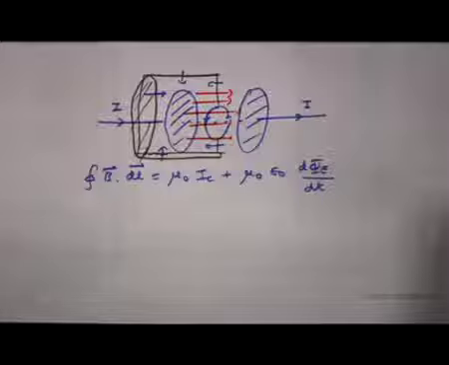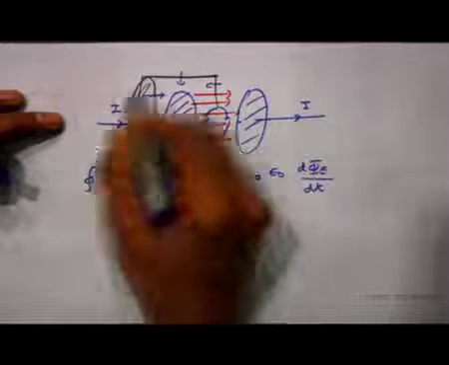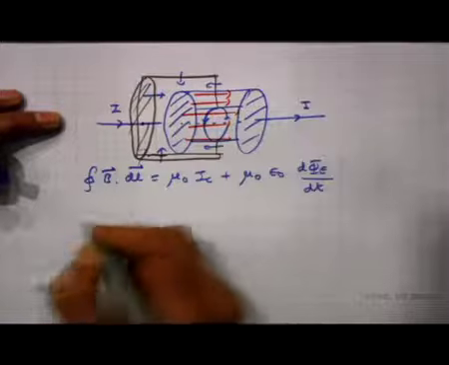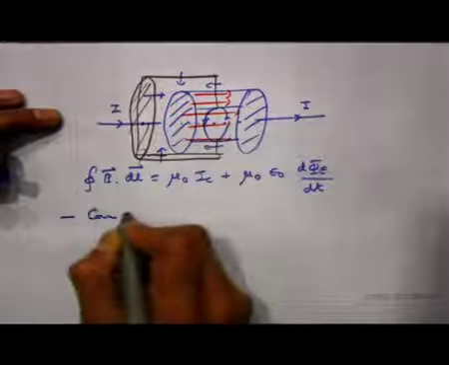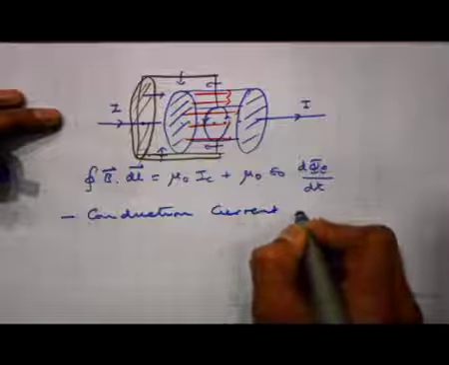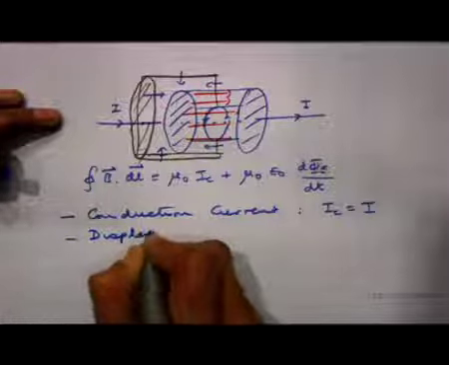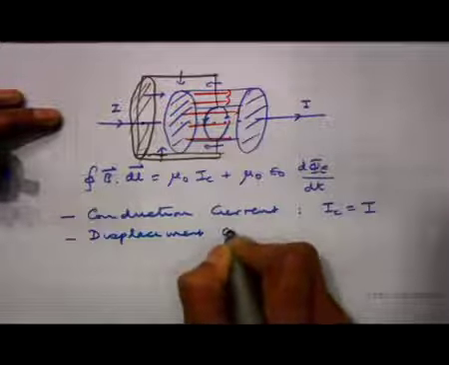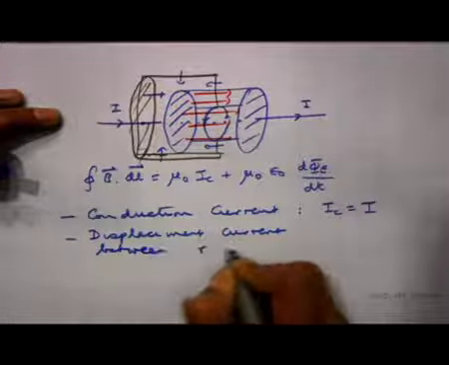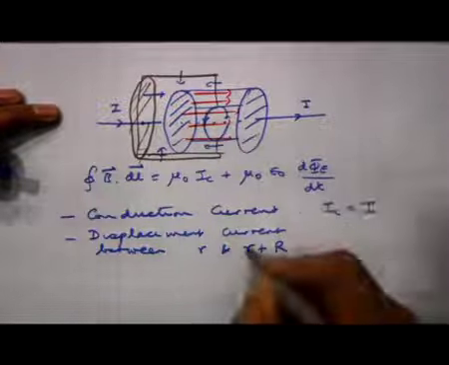So, now what happens in this problem is on this surface area there is conduction current entering from this point. There is no current anywhere except in the cylindrical region between small r and capital R. So, there are two currents now: conduction current I C is equal to I, and displacement current between R and R.